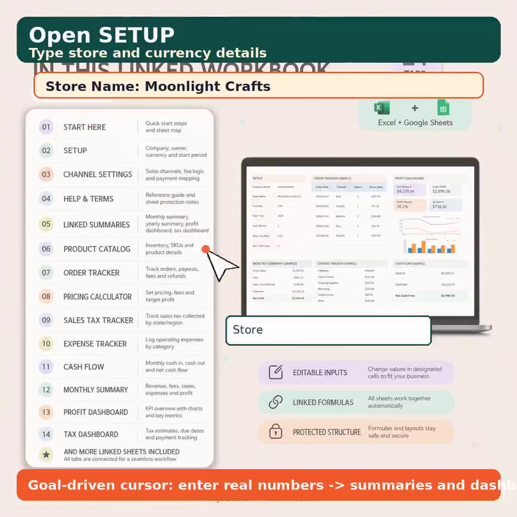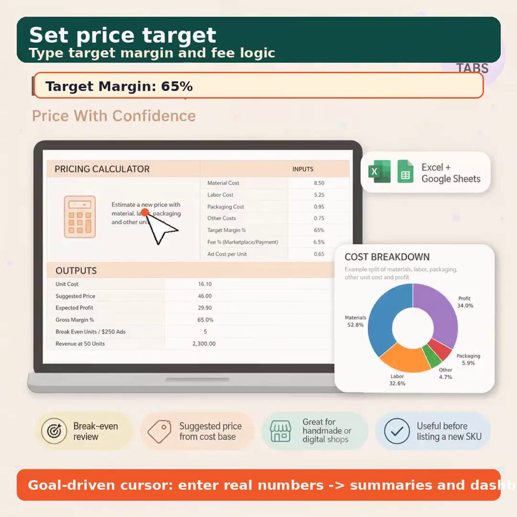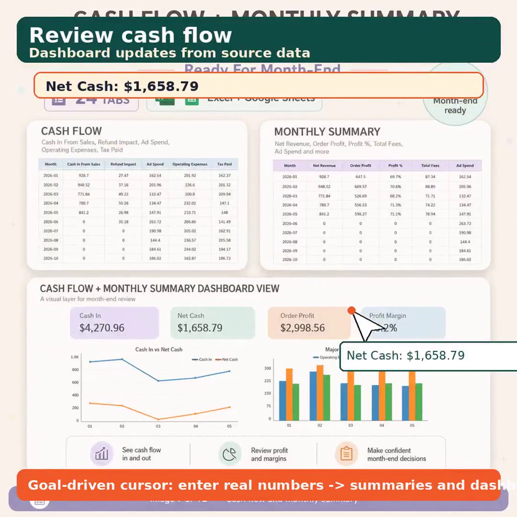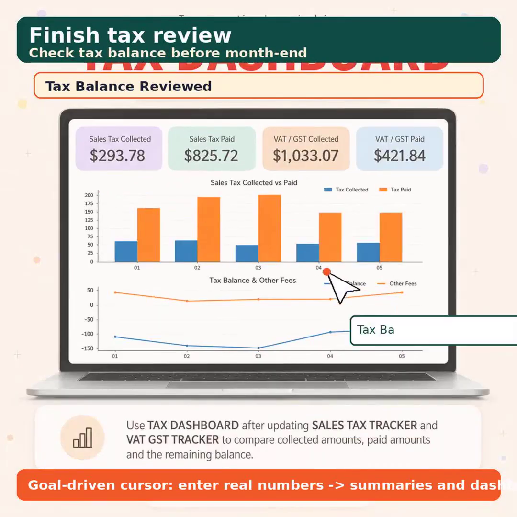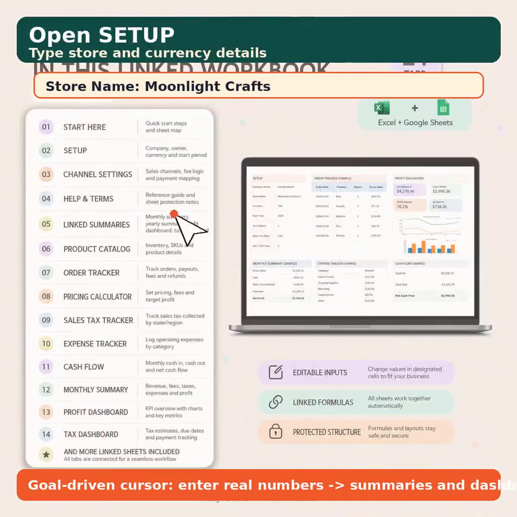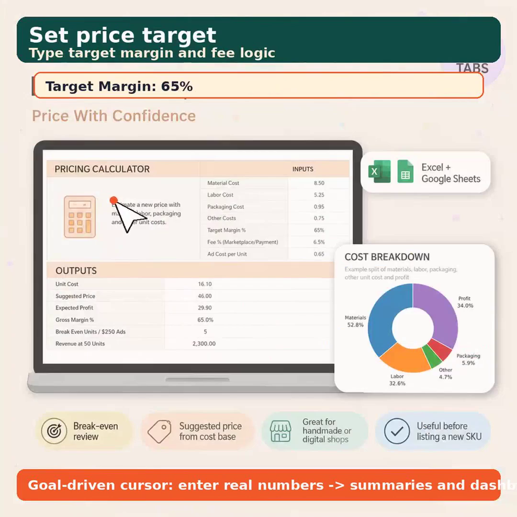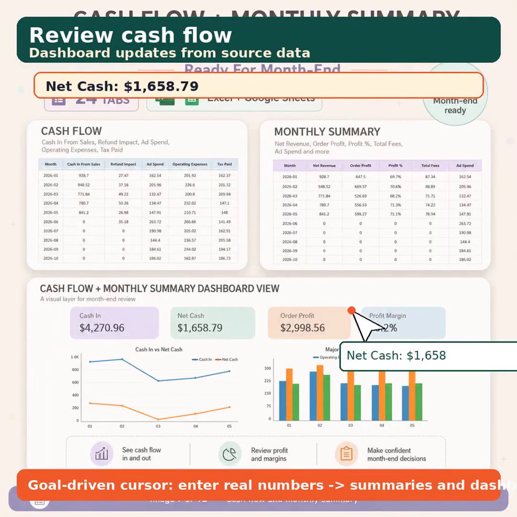Welcome to the Fast Start Client Finance Toolkit. This workbook connects 15 tabs into one billing and client control workflow. We will use the cursor to set up business details, add a client and service, record an invoice, enter a payment, review receivables and dashboards, then prepare a print-ready invoice.